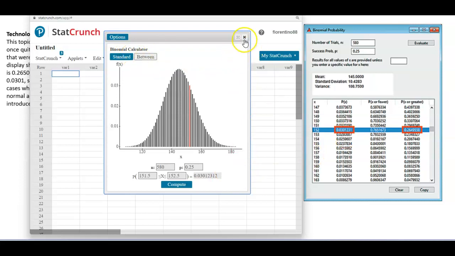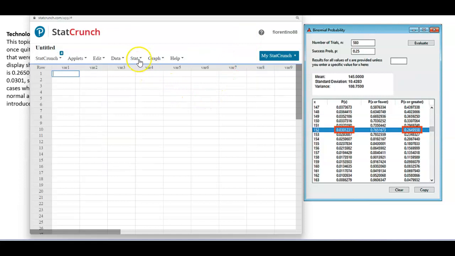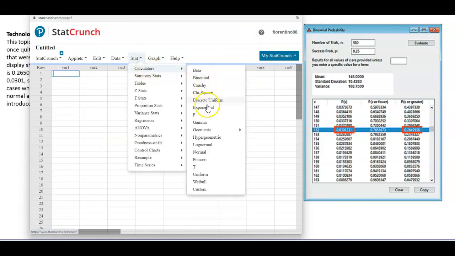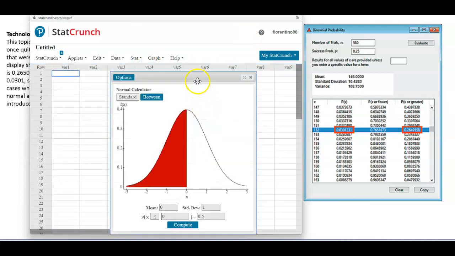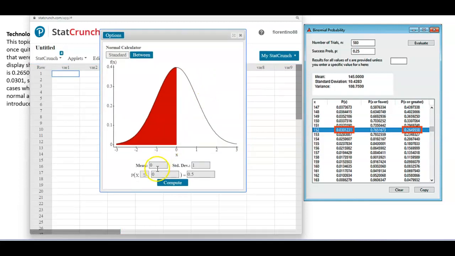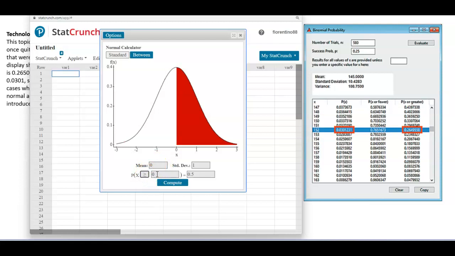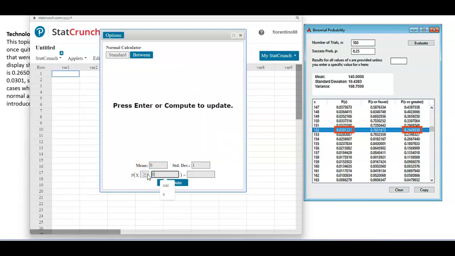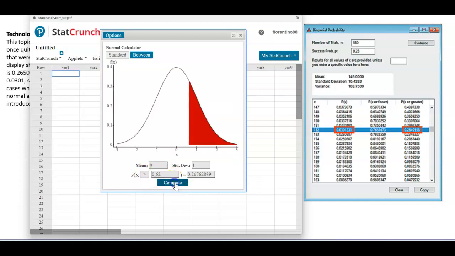Now keep in mind what we've done is we converted it to a z-score. So instead of using the binomial calculator, we used the calculator for the normal distribution. We converted to a z-score, and we wanted to find out what it would be like if it was greater than 0.62. That gave us 0.2676, which is slightly different than what you're going to see over here.